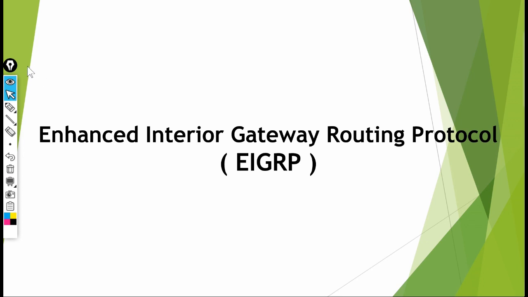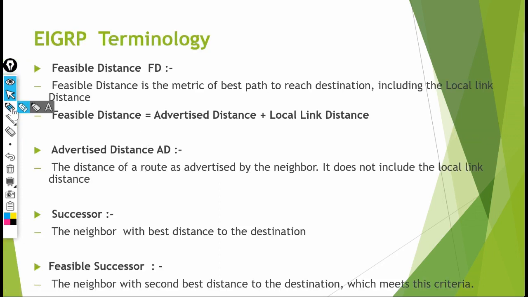Hello and welcome everyone. In this chapter, we are going to discuss advanced EIGRP concepts. We'll try to understand some of the EIGRP terminologies, which is very important since it is all about this. We have something known as feasible distance, which is FD, and we have advertised distance, we have successor, we have feasible successor. So let us try and understand what exactly these are.